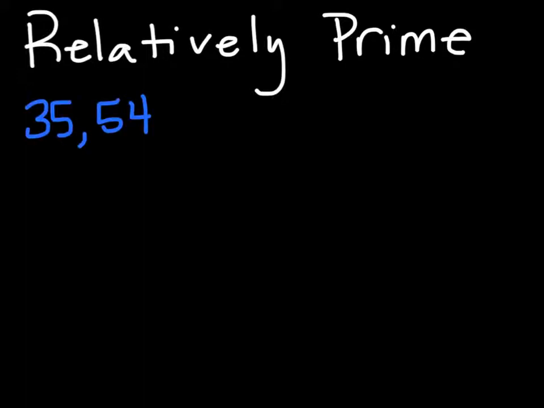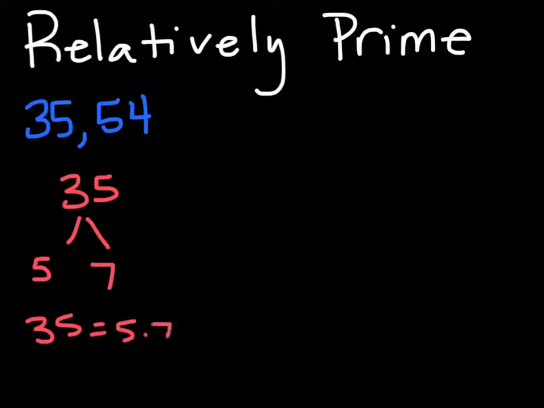Let's examine 35 and 54. Let's find the greatest common factor and then decide if the numbers are relatively prime. I'm going to begin by finding the prime factorization of each number. That's the technique I prefer to use. If you prefer to list factors, that's totally okay. But I'm going to use the prime factorization technique. So the prime factors of 35 are 5 and 7. That's it. So 35 equals 5 times 7.